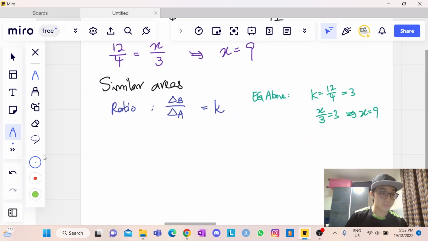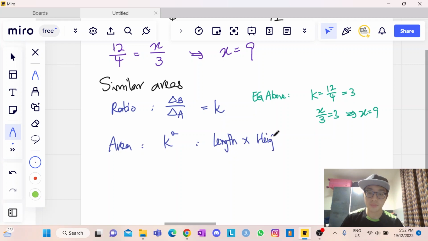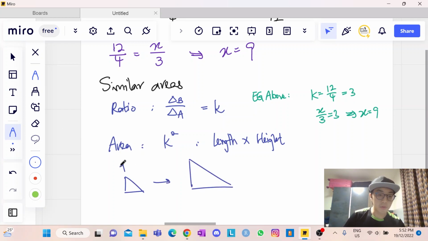But for areas, there is something that you will need to be aware of: for areas, the ratio will be k squared. Why is it k squared? Because if we recall, the formula for area is length multiplied with height. So as you can see, when a triangle becomes larger, it increases in both ways, which means the ratio is not just k. It must be k multiplied with k, which is k squared.